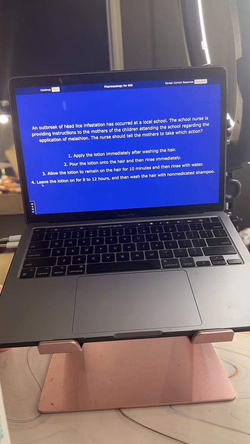1. Apply the lotion immediately after washing the hair. 2. Pour the lotion onto the hair and then rinse immediately. 3. Allow the lotion to remain on the hair for 10 minutes and then rinse with water. Or 4. Leave the lotion on for 8 to 12 hours and then wash the hair with non-medicated shampoo.